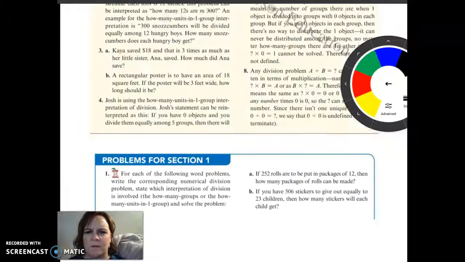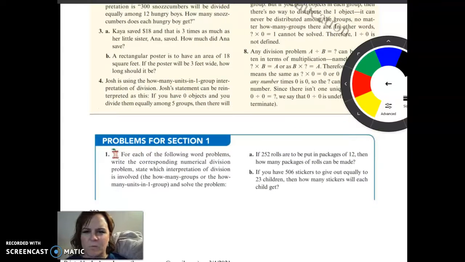Number 1. For each of the following word problems, you have to write a corresponding division problem, and you have to state which interpretation of division is involved. Either the how many groups or the how many units in one group, and then of course solve the problem.